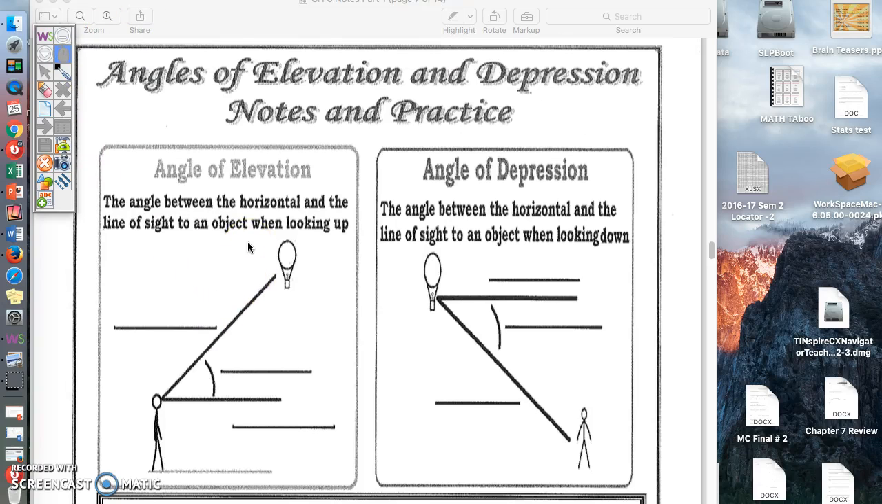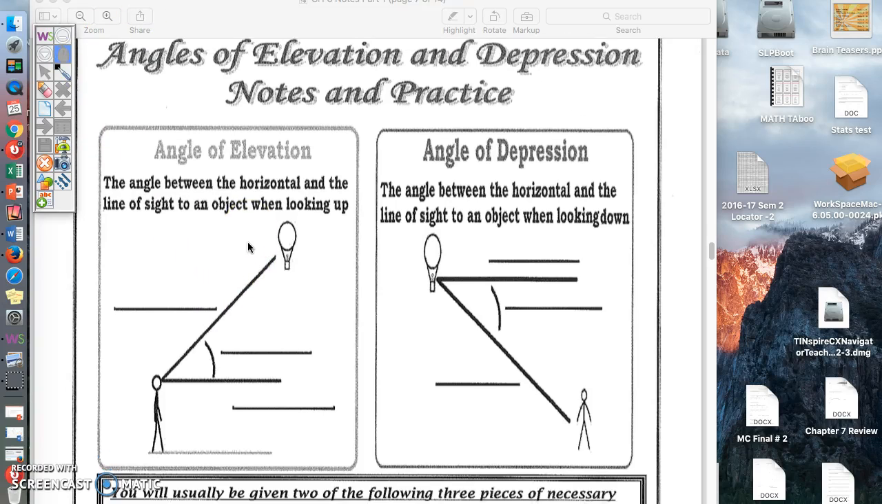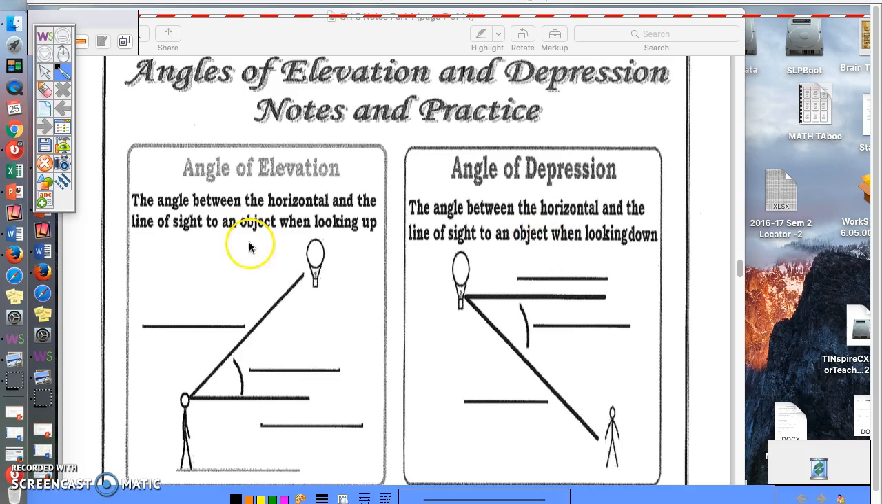Today we are going to take a look at angles of elevation and depression. So first thing we need to clarify is what is the angle of elevation? Well, angle of elevation is from your line of sight and the horizontal, so looking straight ahead. I should put that on the line here. And then that angle that's formed is the angle of elevation.